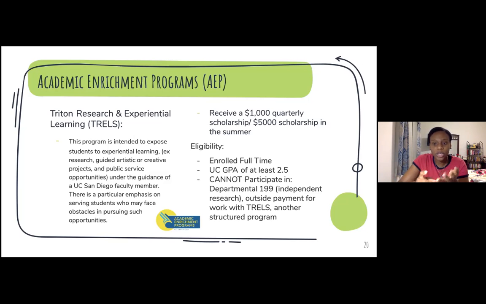So if you are a transfer, you won't have a UC GPA until the winter quarter, so you can apply for TRELS during that quarter. And then you can't participate in any 199, so any independent research that you get school credit for, or any outside payment. So let's say you work in a private research lab and you want to do that as your TRELS, that won't work. Or any other structured program here at UCSD.